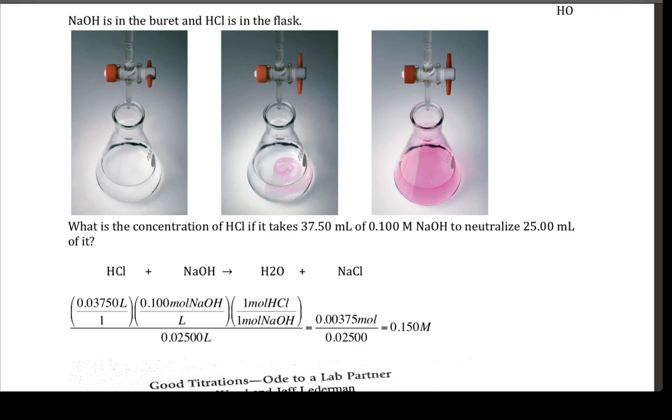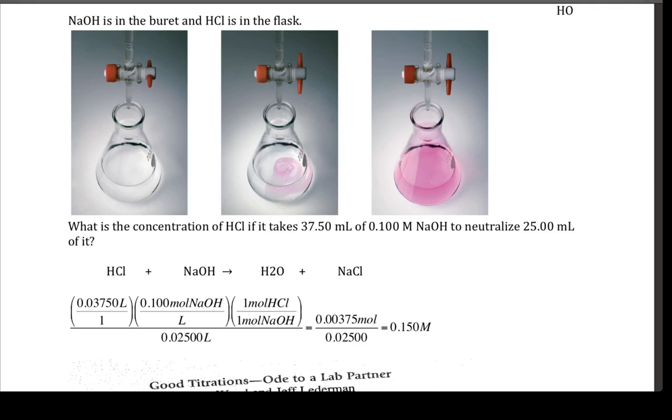Now we use the 1-to-1 mole ratio to jump to moles of HCl. That's 0.00375 moles of HCl. And we will divide by the volume, the 25 mLs converted to liters, to determine the molarity of the HCl. So we're dividing by 0.02500 liters, and we get that the molarity of the original HCl would be 0.150 molar.